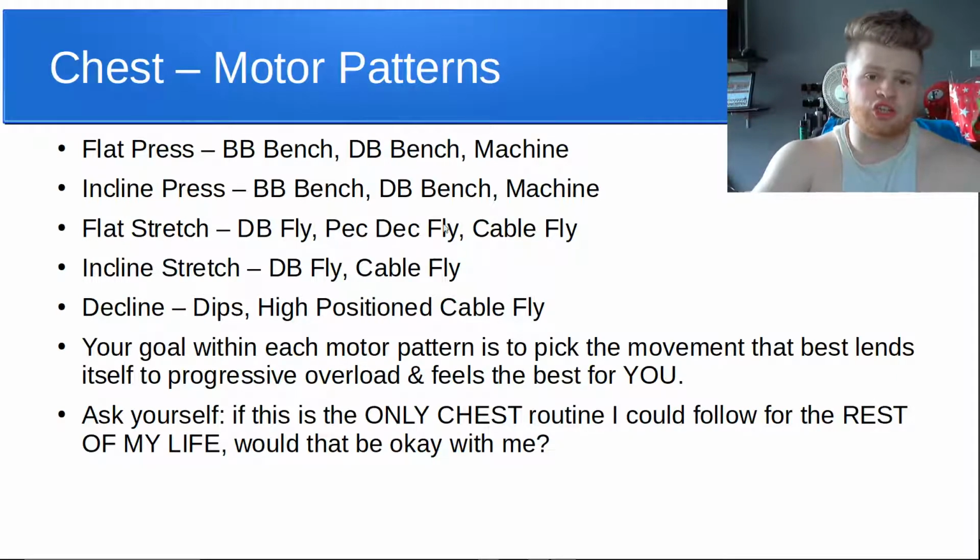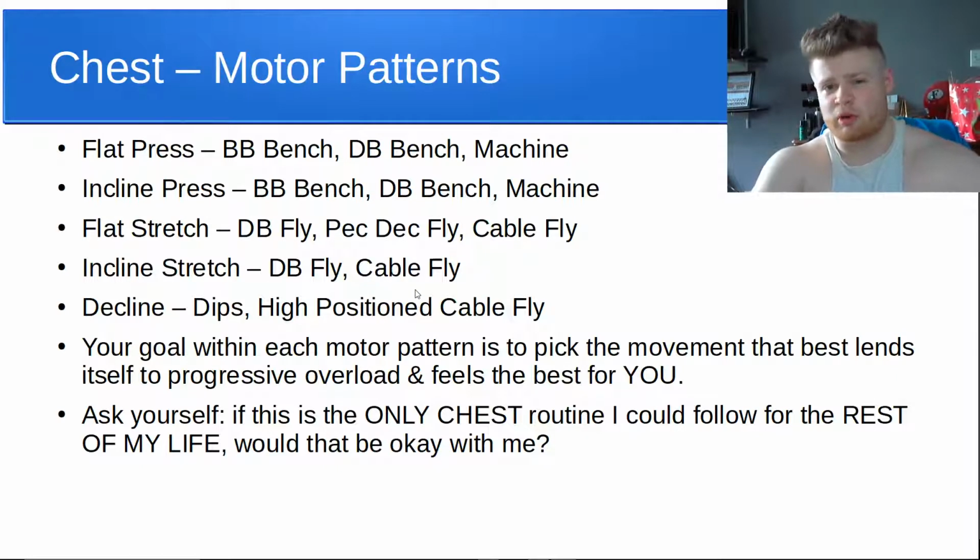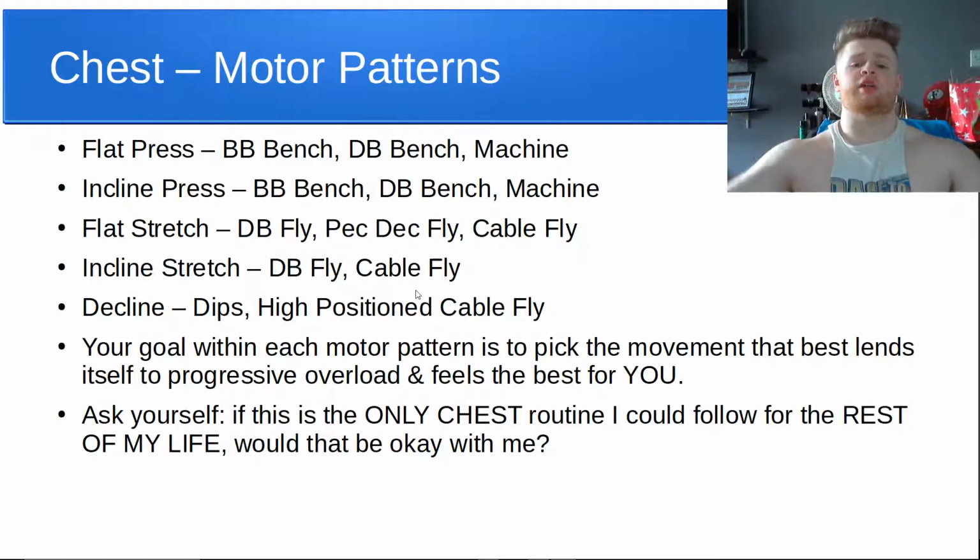Not a lot of gyms have an incline fly machine, but we do have cable flies, where you can wheel a bench up in an incline position and do them kind of low to high to hit your upper fibers. And then for decline movements, I said dips, but you can also do a high positioned cable fly.